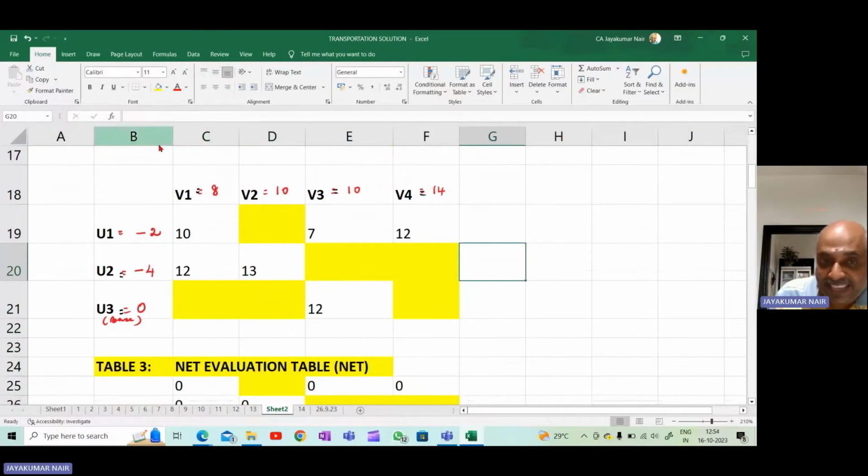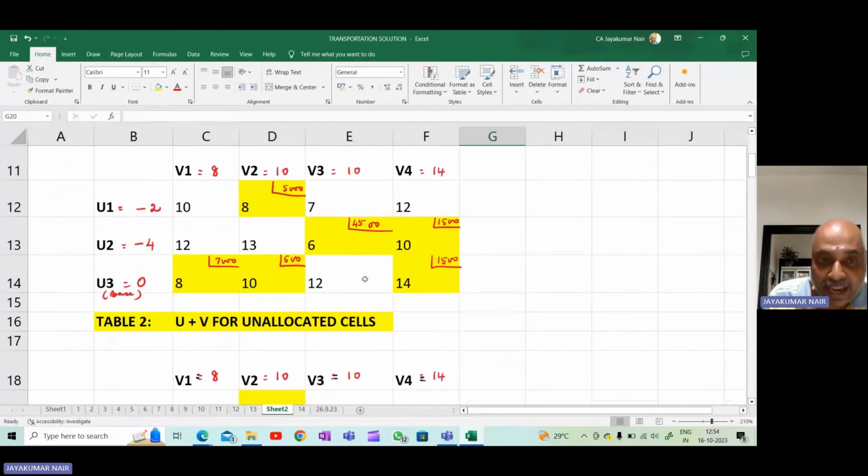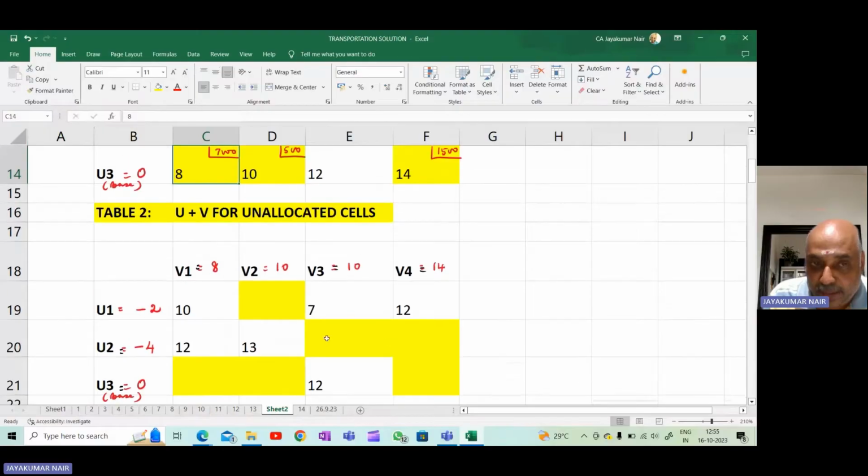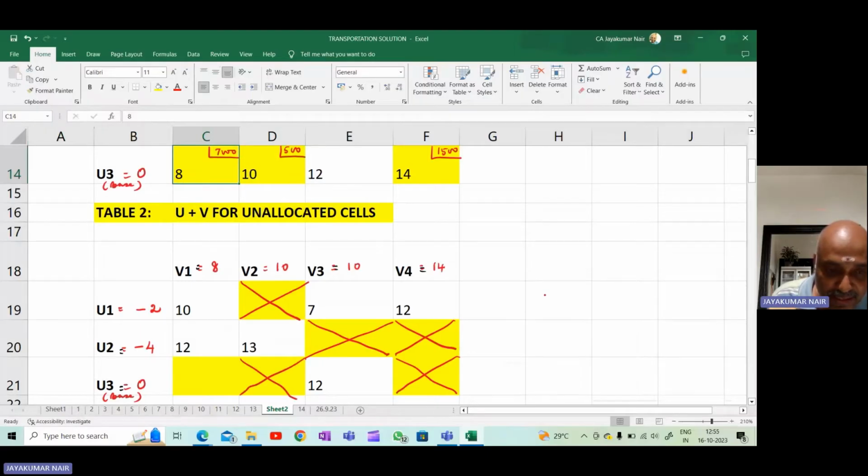So I have copied the same table and I have not taken these allocated cells. The ones which are colored, I am not taking into consideration in the second table. This is table 2, U plus V for unallocated cells. Wherever there are allocations, you can strike those cells off because we don't need them. In this table, we will not be using these cells. So I will strike it out.